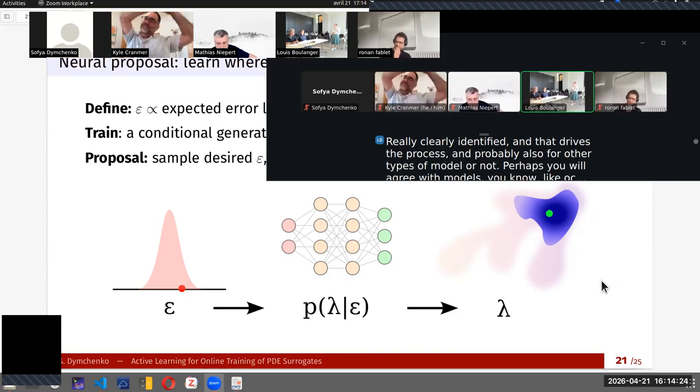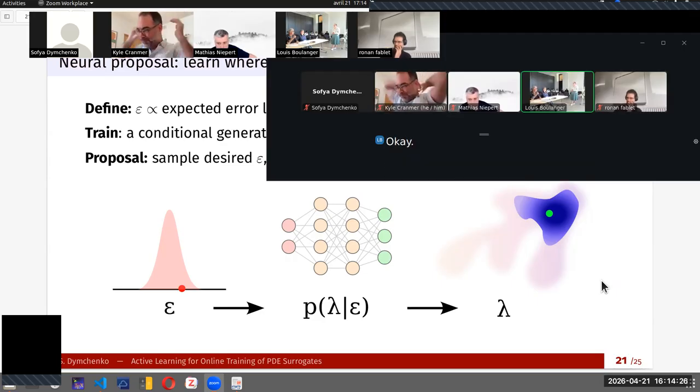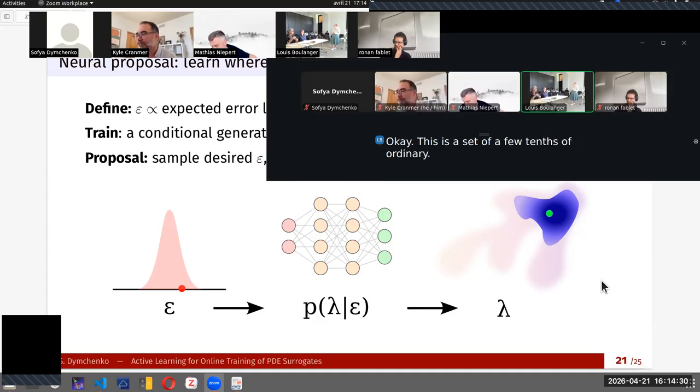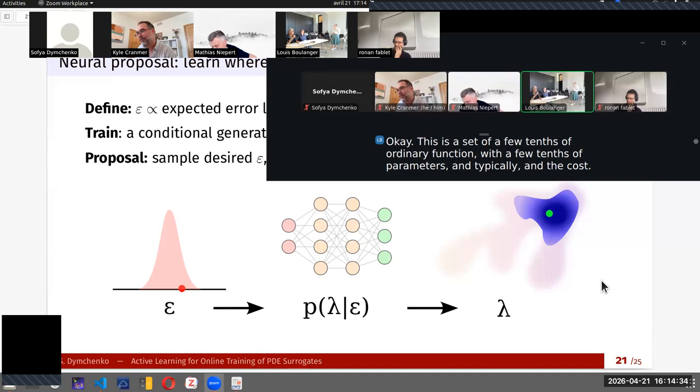biogeochemistry. This is a set of a few tens of ordinary differential equations with a few tens of parameters. And typically the cost of one simulation is of the order of, let's say, 1 minute, and probably it's possible to. Yeah, I think, let's say for the online training, there is this.